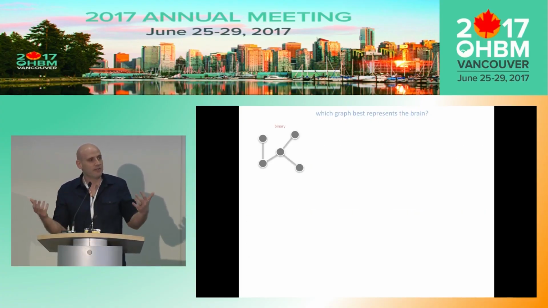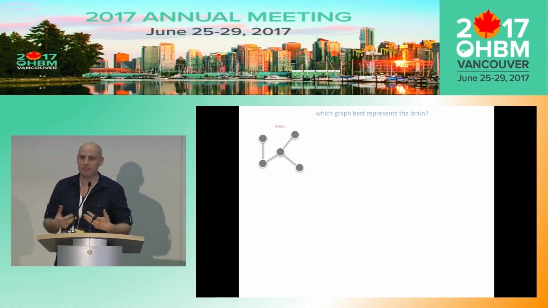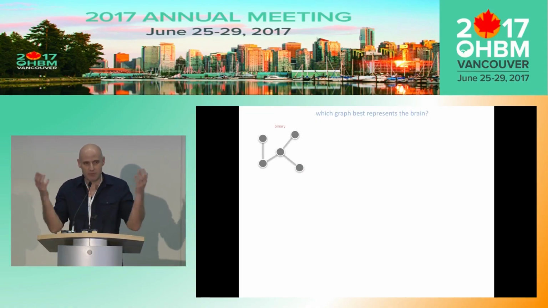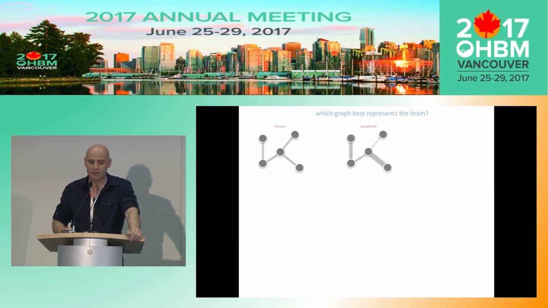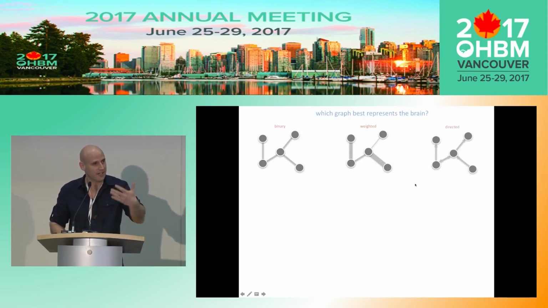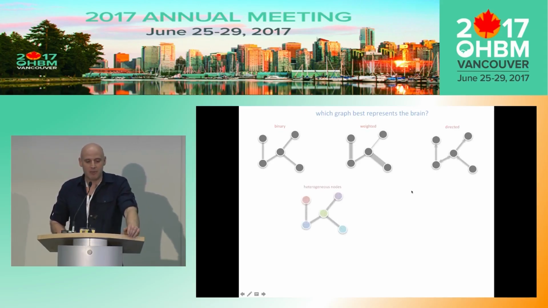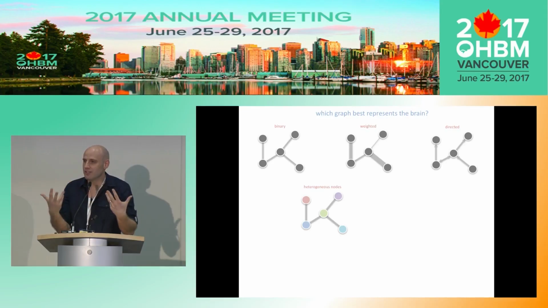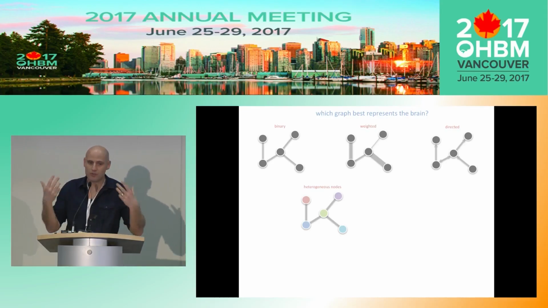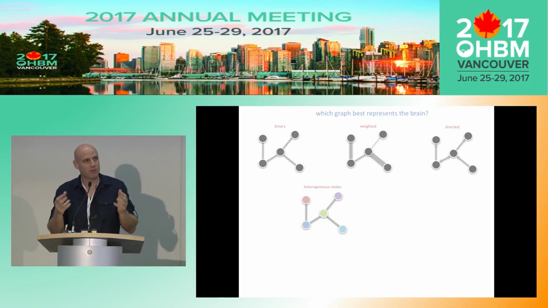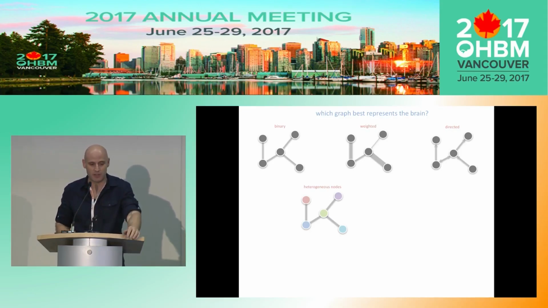So given these different graphs, we might think, well, what kind of graph best represents the brain? On the one hand, we say, okay, well, it's a connected network, so we can use a simple binary representation, but we know that these connections vary in their strength, so we want to use a weighted representation. As I mentioned before, connectivity is intrinsically directed, so we want to account for directionality. And we also know that not all nodes are the same, so they vary in terms of cell density, gene expression profile, intrinsic dynamics, and so ideally we would want to represent that heterogeneity in some way as well.